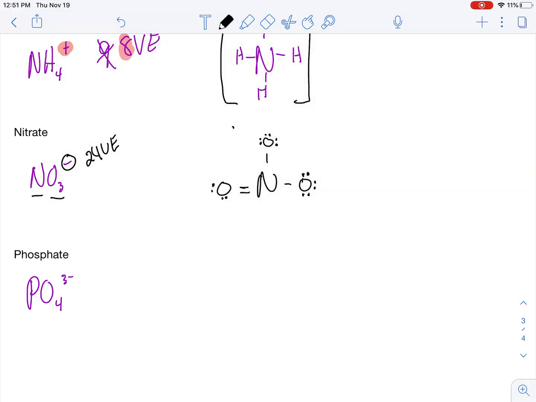I'm going to put brackets around the whole thing. I'm going to indicate the charge on the outside, and that's a good Lewis structure.